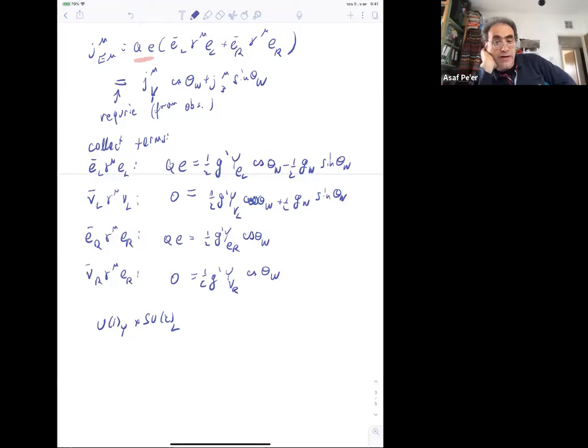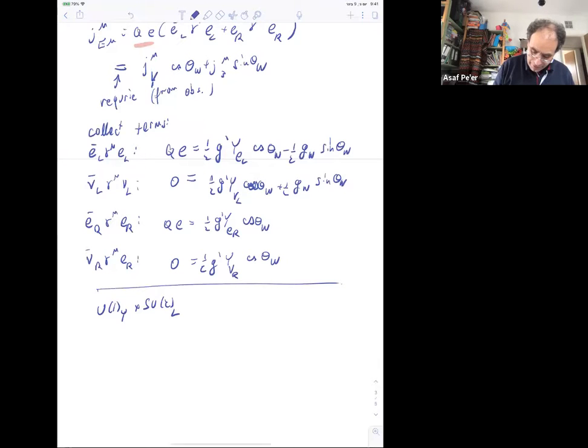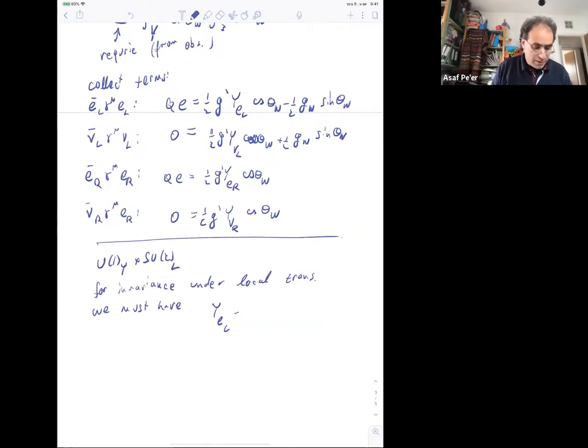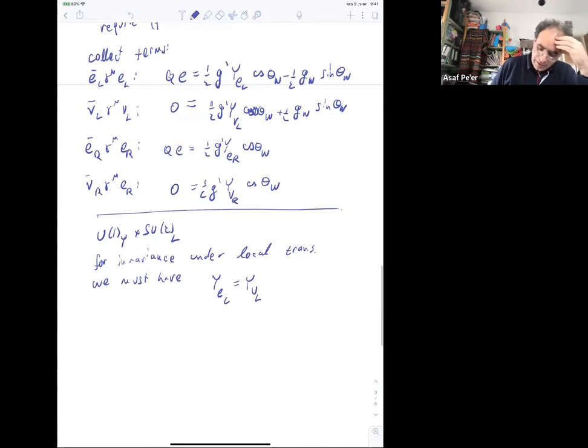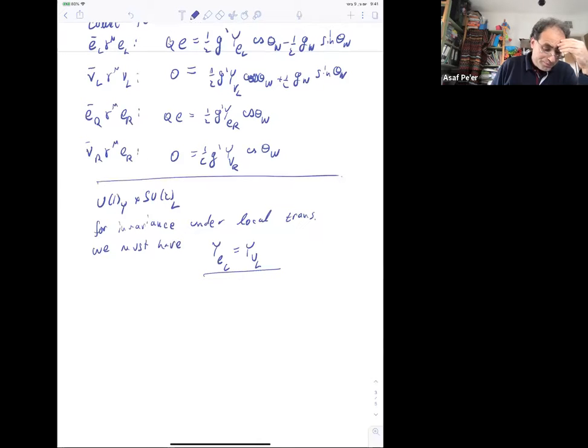Now, since we want invariance under both the U1Y and SU2L, then the weak hypercharge of the particles in the weak isospin doublet must be the same. So for invariance under local transformation, we must have that Y electron is the same as Y neutrino left, because otherwise when we make the U1 Y gauge transformation, we get a phase difference between the two components of the doublet, which will break the SU2L. So this is a requirement.